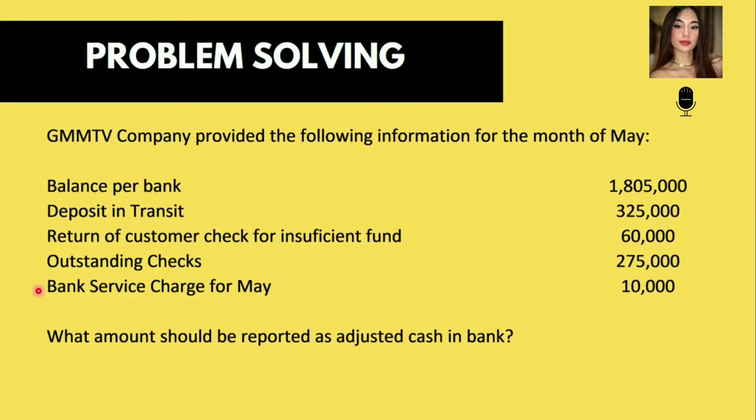So now, let's try to solve short problems. GMM TV Company provided the following information for the month of May. Balance per bank 1,805,000, deposit in transit 325,000, return of customer check for insufficient fund 60,000, outstanding checks 275,000, bank service charge for May 10,000. What amount should be reported as adjusted cash in bank?